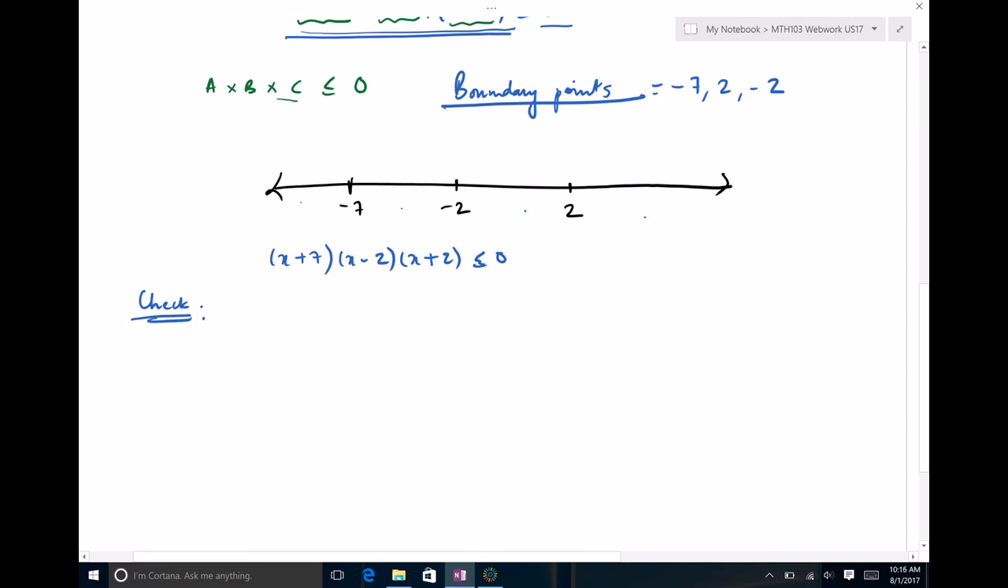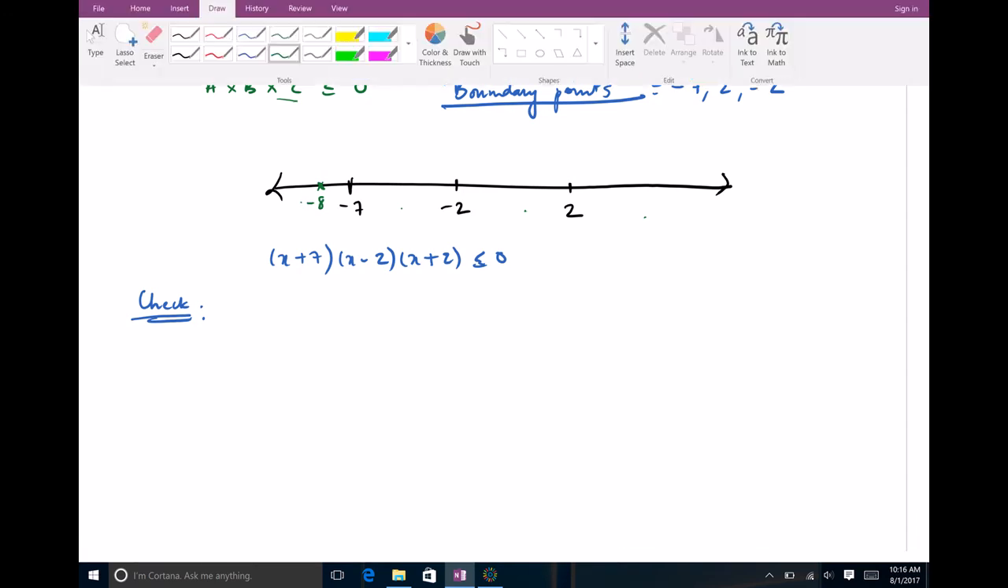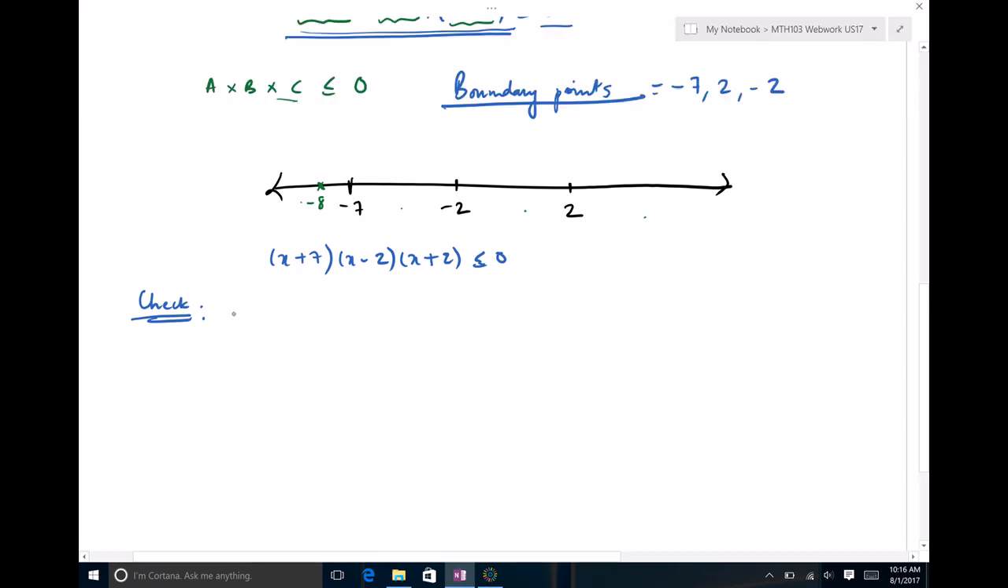We're going to pick a point from each section. So for example, from this section, I'm going to pick the point negative 8. I'm going to check with that point. So let's see. Negative 8 plus 7 times negative 8 minus 2 times negative 8 plus 2.